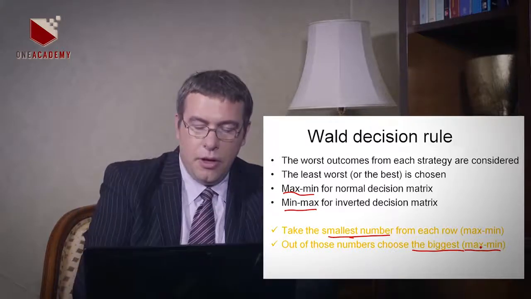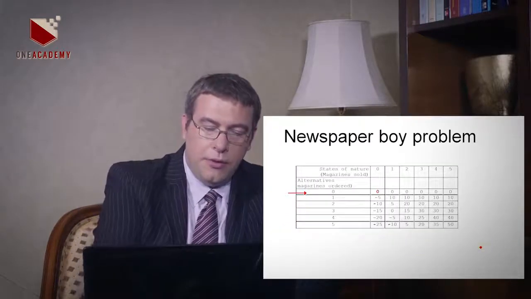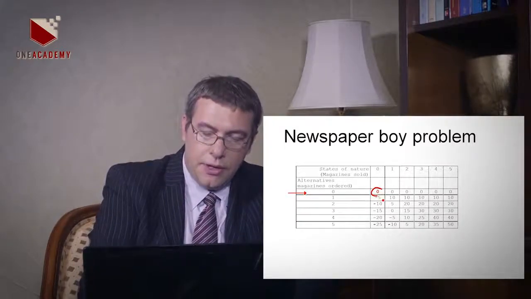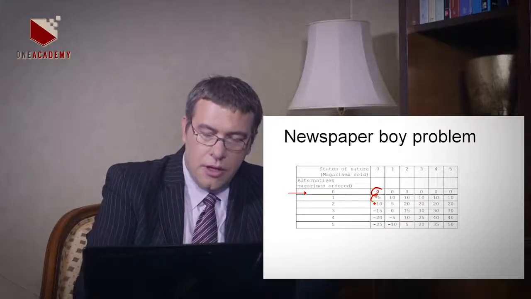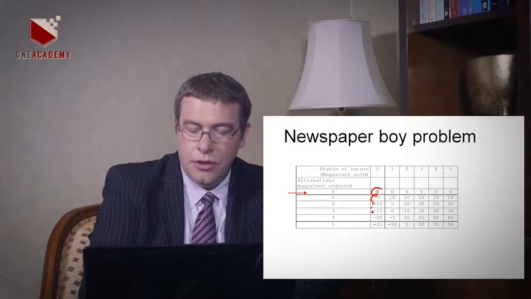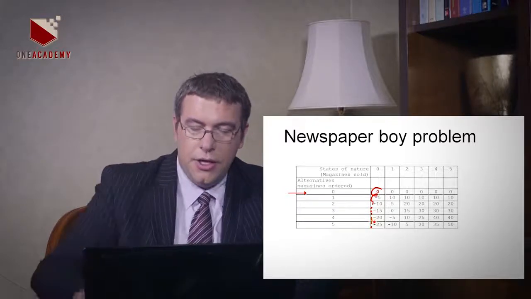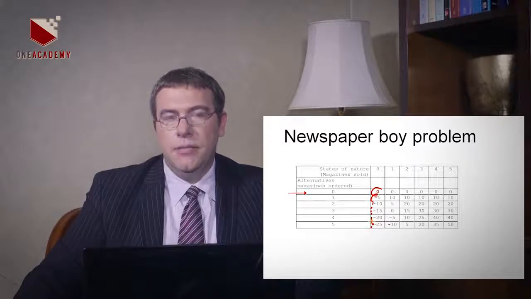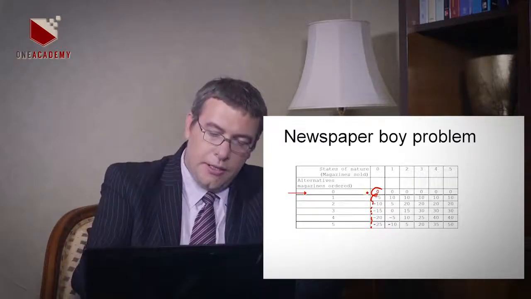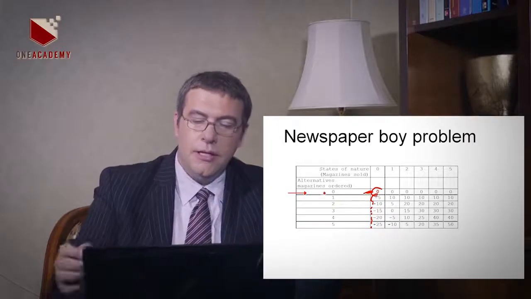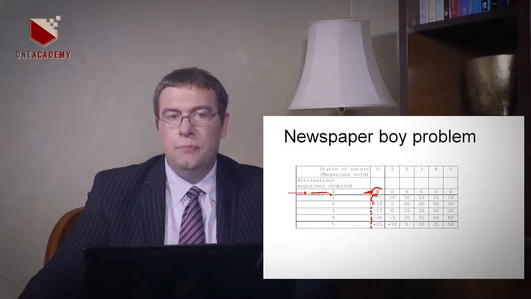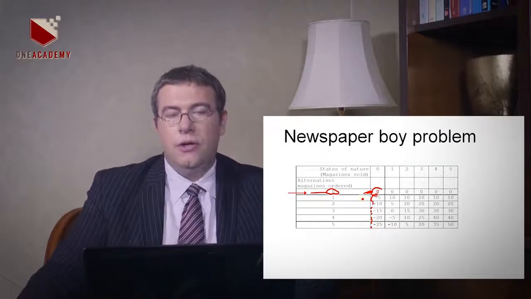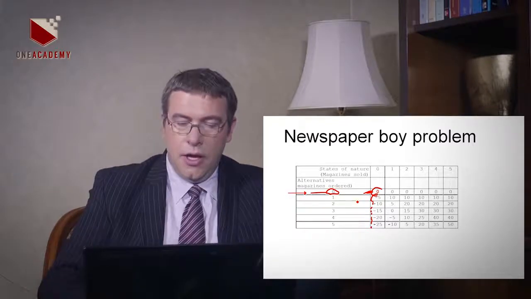Okay, the worst possible outcome for alternative 0 is 0. The worst possible outcome for alternative 1 is -5. For alternative 2 is -10, and so on and so forth. They are all here. And which is the least evil out of these possible outcomes? Basically, it is this. It is 0. And it says that we should pick the alternative which says order 0 magazines.